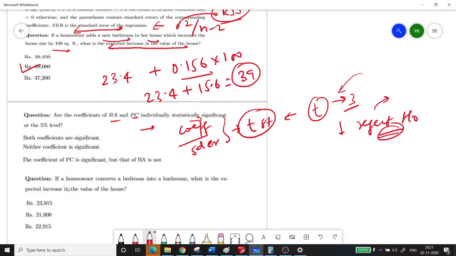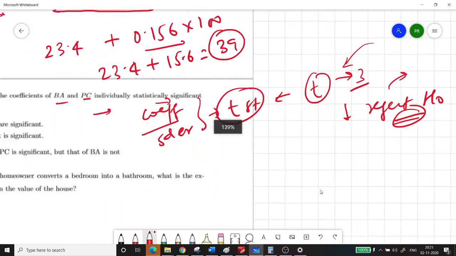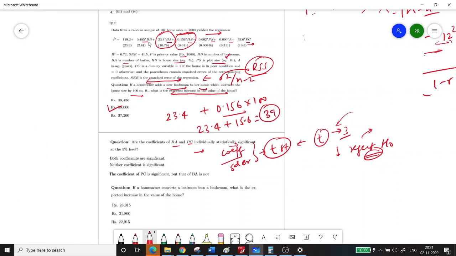Then next question says that if a home owner converts a bedroom into a bathroom, what is the expected increase in the value of house? Again, it's a very easy question, guys. So इसमें क्या है कि आपका एक बेडरूम कम हो जाएगा और एक बाथरूम बढ़ जाएगा. So इस केस में आपका expected increase क्या होना चाहिए? The coefficient of bathroom is 23.4, this is increasing minus 0.485, and you will find that this will be roughly equal to 22.95. So this will be your true answer.